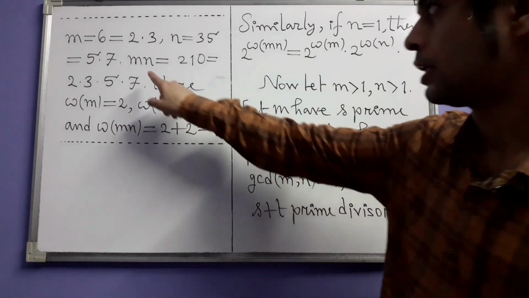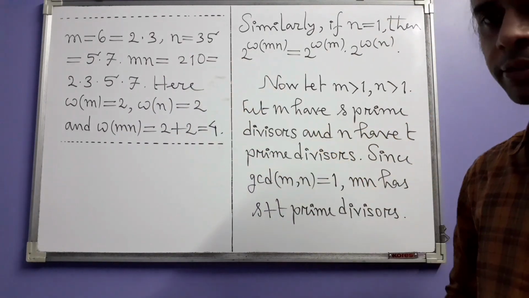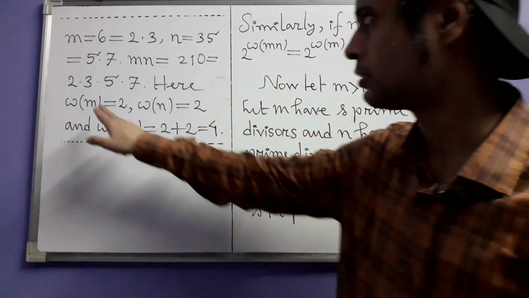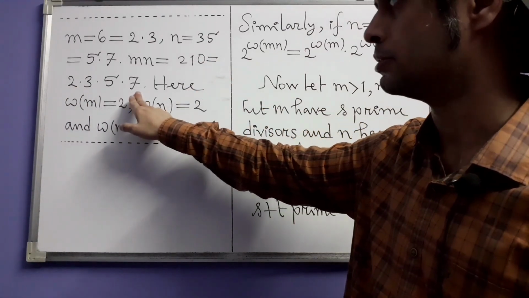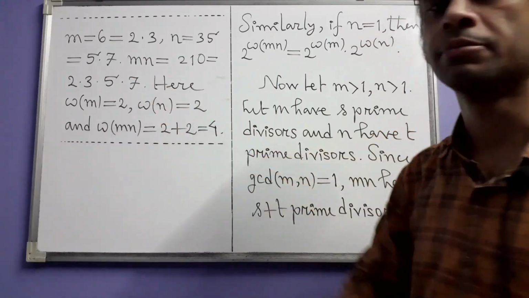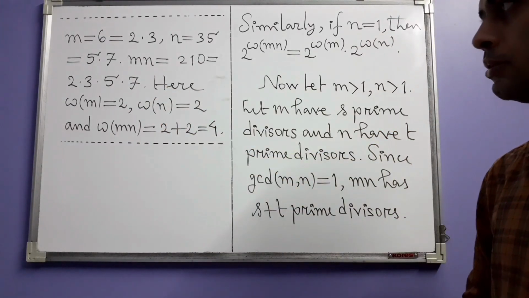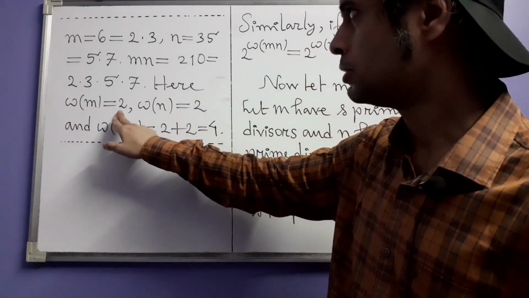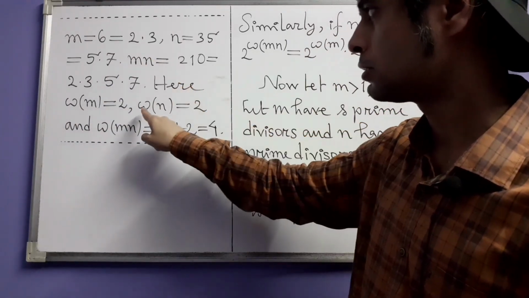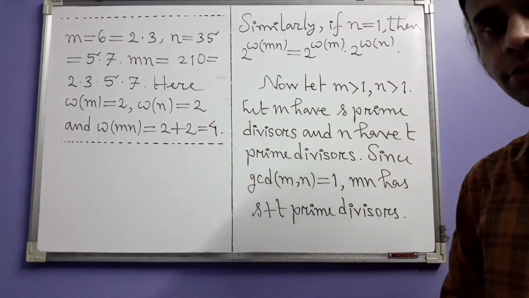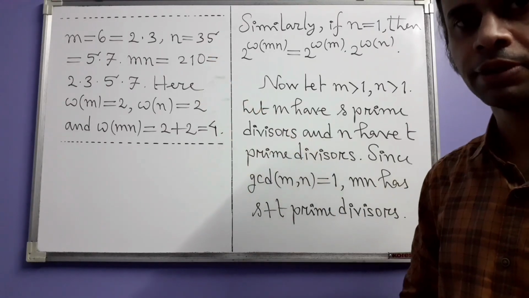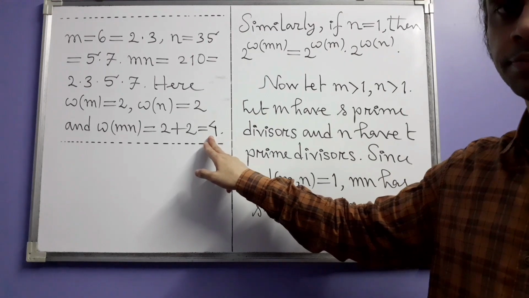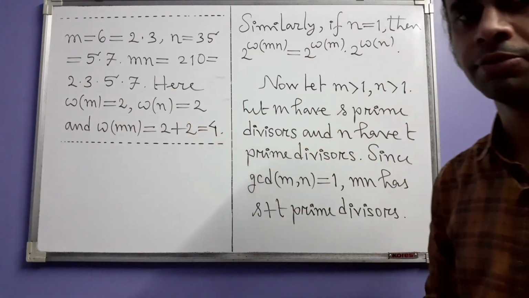Now mn you can calculate is 210. What it actually is equal to does not matter. What matters is that mn is 2 times 3 times 5 times 7. So what are we getting here? The omega value of m is 2 because there are 2 prime divisors. The omega value of n is also 2 because there are 2 prime divisors, 5 and 7. And the omega value of mn is 4 because it has 4 prime divisors.